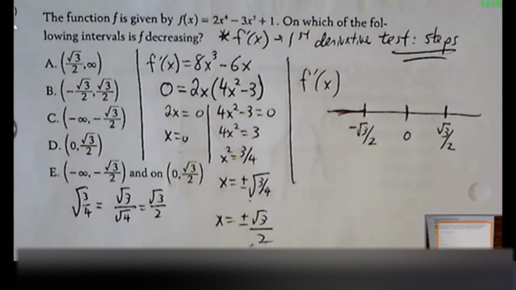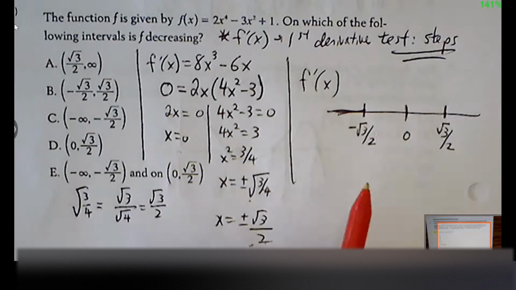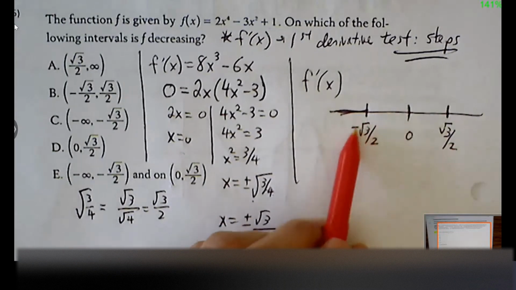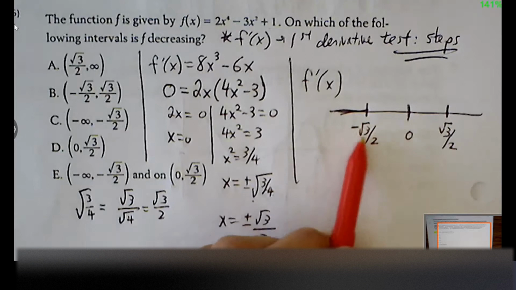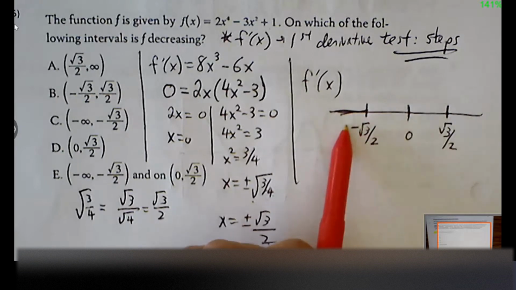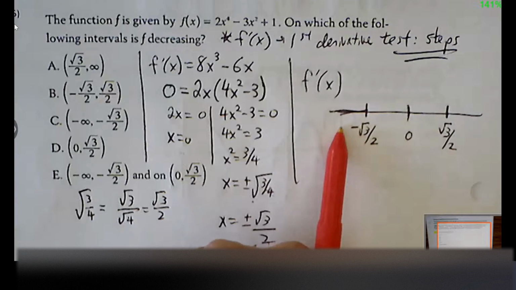We want to choose values in each interval here. So this is around negative 0.8. If you plug in the calculator, around negative 0.8. So I can choose negative 1/2 here, and I can choose negative 1 or negative 2 here.